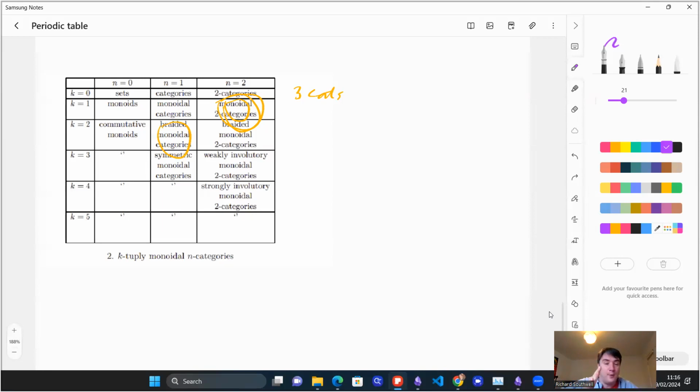So if you want to know more about this, there's a document called Categorification, written by John Baez and James Dolan, that's a really great resource.